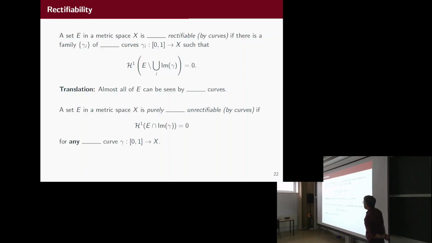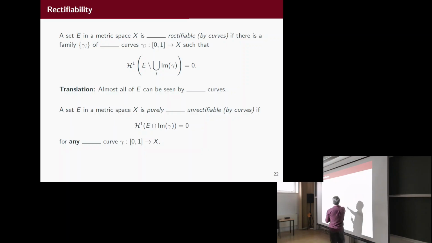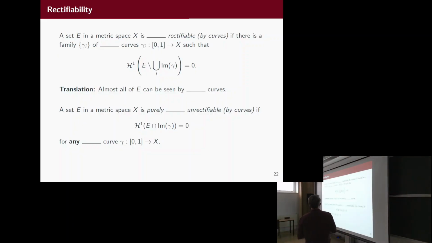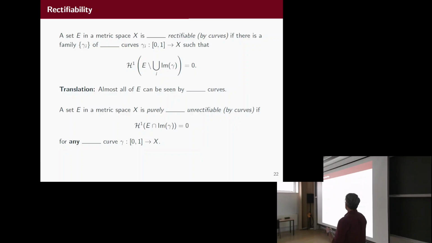And a set E is on the opposite end of the spectrum. A set is purely Lipschitz unrectifiable, we'll say by curves, if the one-dimensional measure of E intersected with any curve is 0. So in other words, for any Lipschitz curve or any smooth curve or whatever curve you want, E doesn't see it, right? So they're kind of opposite ends of the spectrum.